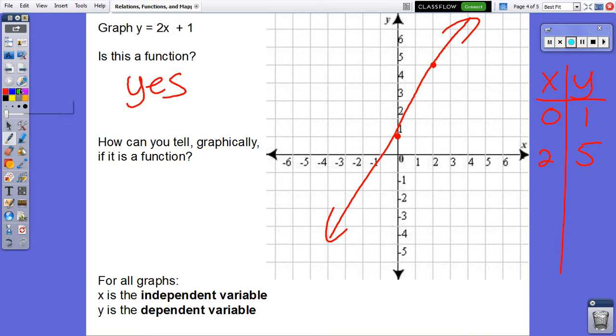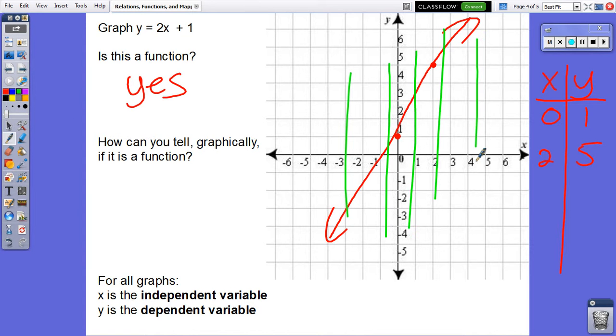If we want to determine graphically whether or not it's a function, we can use something called the vertical line test, which basically means we're just going to start drawing vertical lines anywhere we want. And if it is a function, we should be able to draw a vertical line anywhere on the graph, and it should only hit the graph once and only once. So we use the vertical line test. So this one passes the vertical line test.